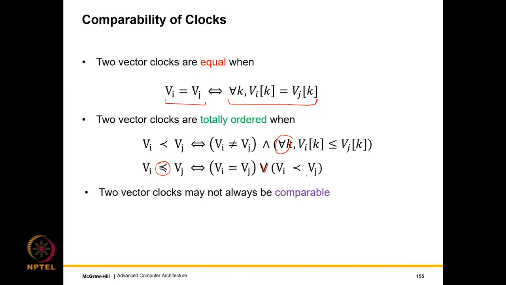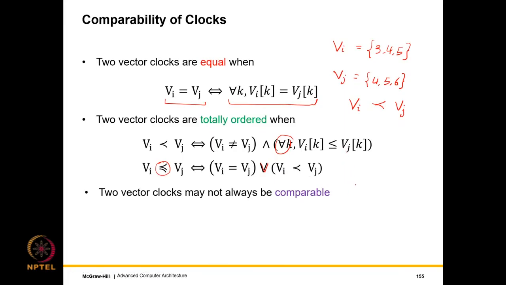Two vector clocks may not always be comparable. I'll give you two examples. Let's say Vi is equal to 345 and Vj is equal to 456. In this case, you can confidently say that Vi precedes Vj.